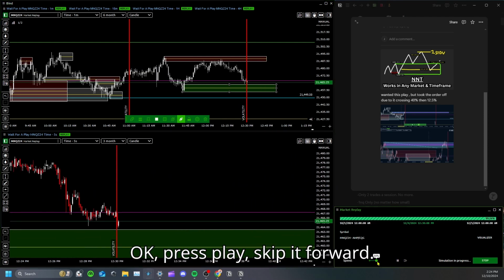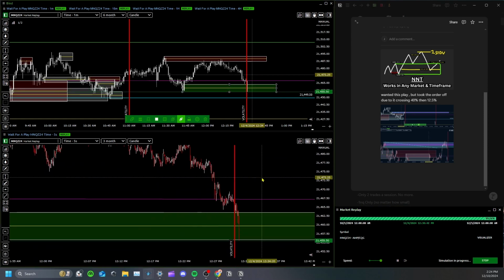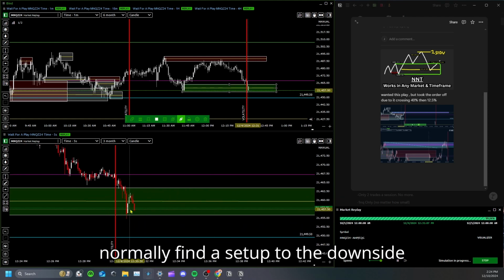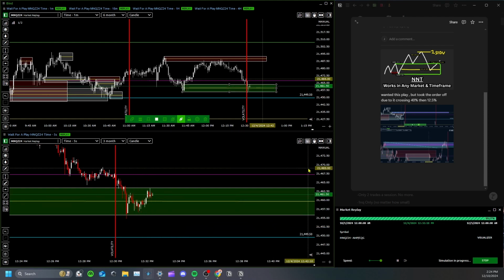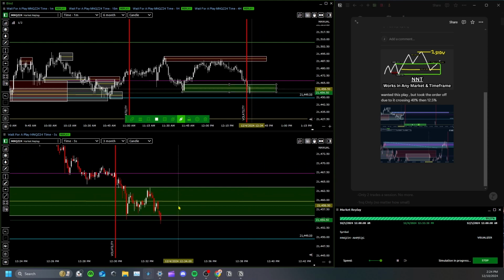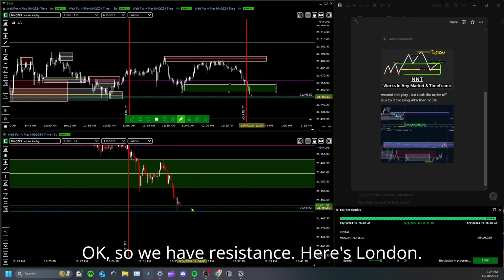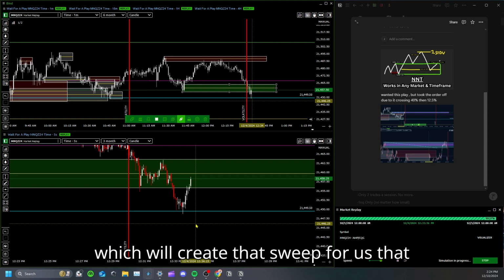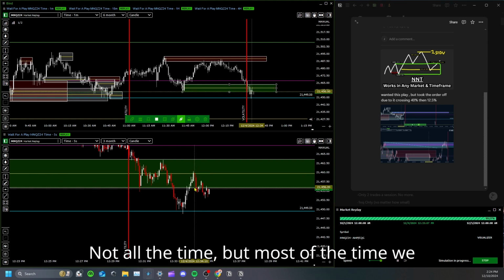Okay, press play, skip it forward. See if anything gets made here. So, okay, it broke this range. It hasn't fully closed yet. If it does, I normally find a setup to the downside after that. And I don't like taking zones inside zones. Okay, so we have resistance here, which is London. Sometimes we'll get a good pullback, which will create that sweep for us that we're looking for.